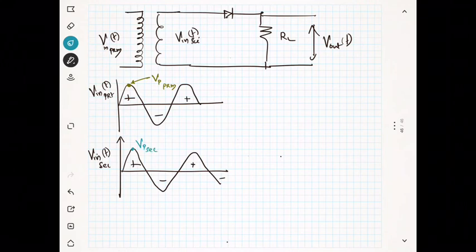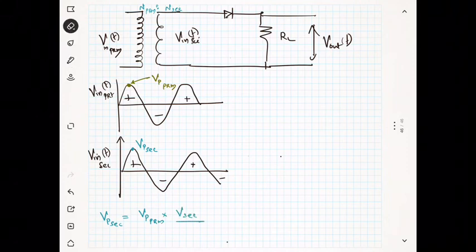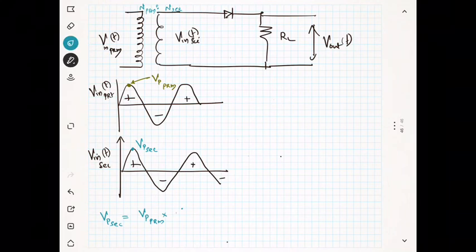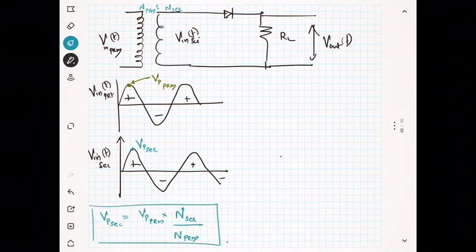You know what the relation is between the primary and the secondary. VP secondary is VP primary multiplied by the number of turns in the secondary divided by the number of turns in the primary. So that's how you can find it.